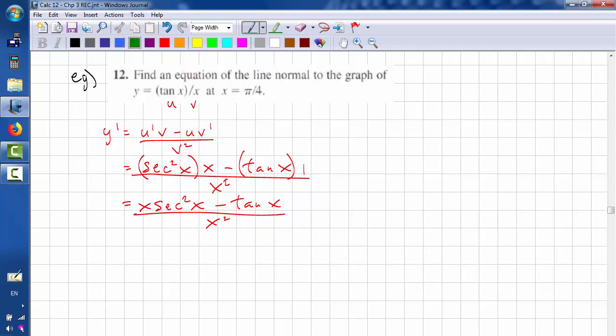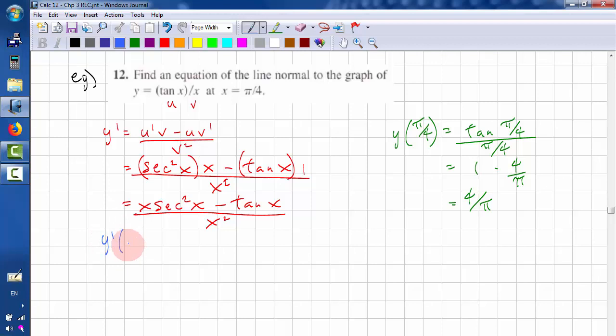We should calculate the point. So y of pi over 4 equals tan pi over 4 over pi over 4. This is just 1, and we multiply by the reciprocal, so it's 4 over pi. And that's just 4 over pi. Okay, now we need to calculate the derivative.